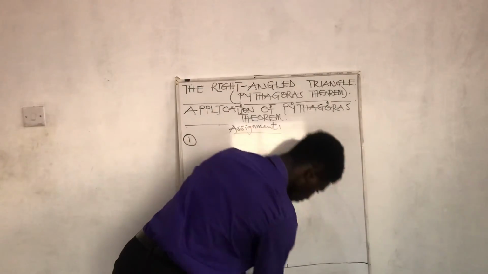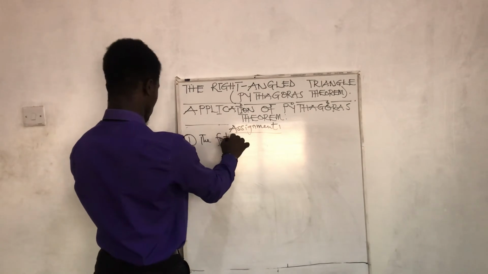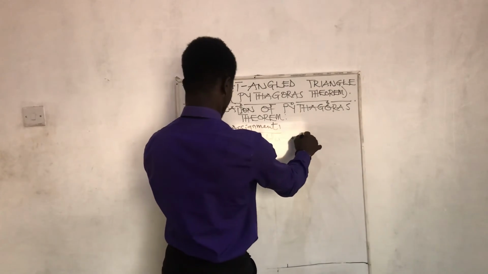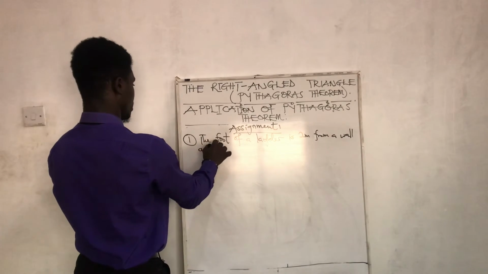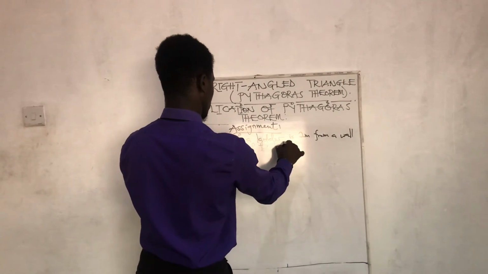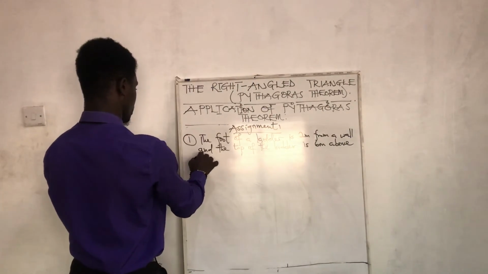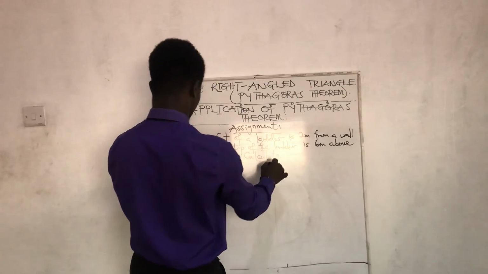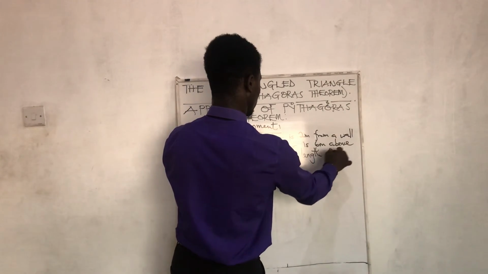So number 1, we have the foot of a ladder is 2 meters from a wall, and the top of the ladder is 6 meters above the ground. Calculate the length of the ladder.